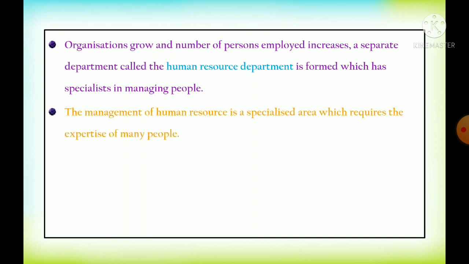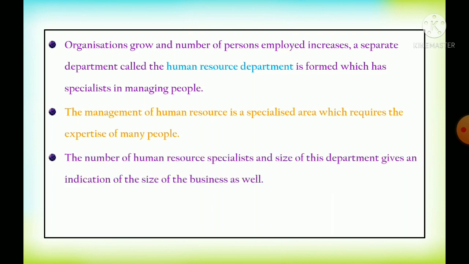The management of human resources is a specialized area which requires the expertise of many people, because dealing with human behavior is one of the big tasks. You cannot predict what kind of people are there in the organization, how their attitude will be. Sometimes they may have a negative attitude, sometimes a positive attitude. You cannot predict human behavior in the organization. So it is one of the big tasks for management to deal with human resources. For that reason, experts will be there in the human resource department who will take care of the human beings in the organization.